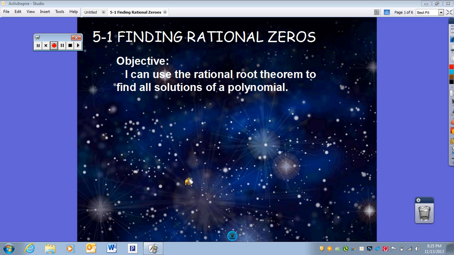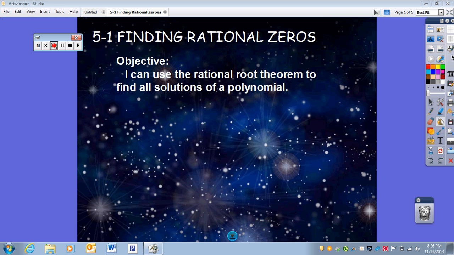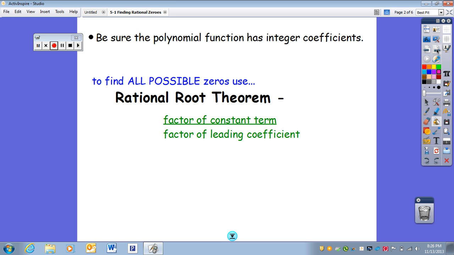In this lesson, we are going to be finding rational zeros, and we will use the rational root theorem to be able to find all the solutions of a polynomial function. So, when we are looking at polynomial functions and being able to find all the rational zeros, the first thing we're going to be asking you to do today is to make sure that the polynomial has all integer coefficients.